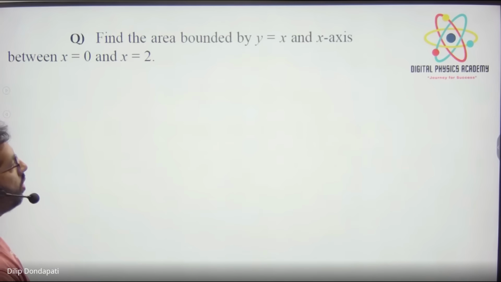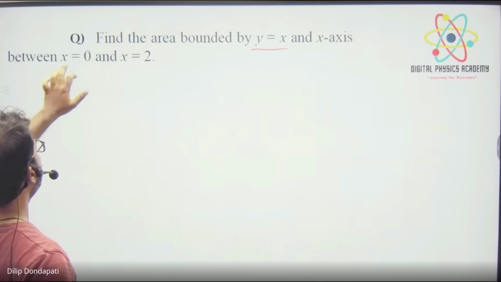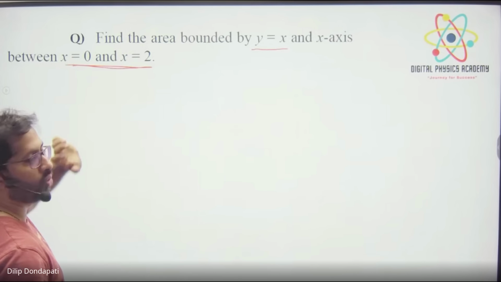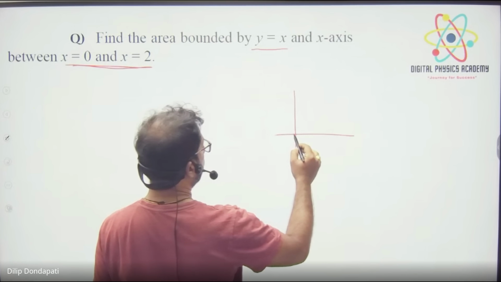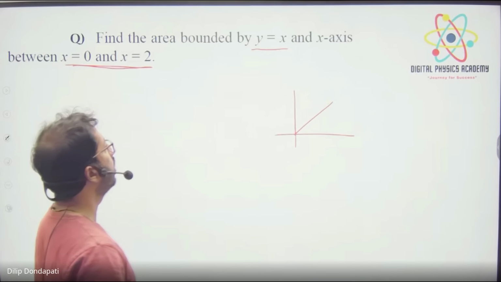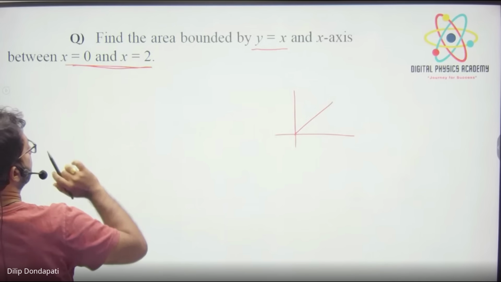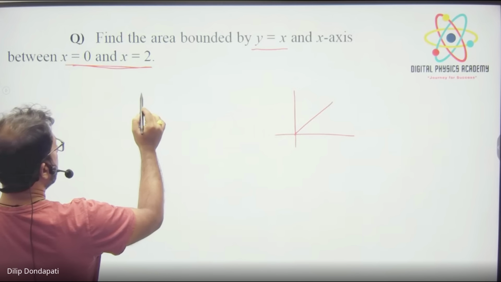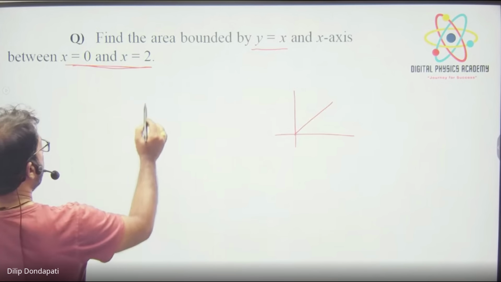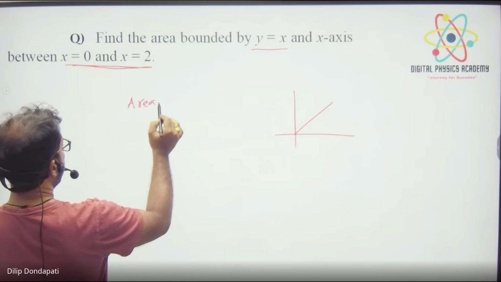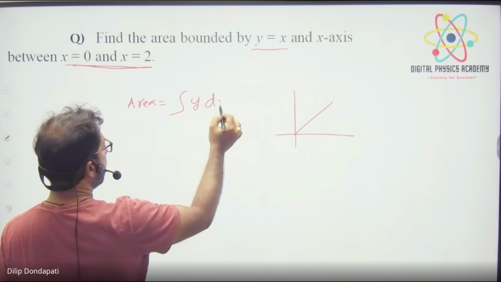Find the area bounded by y equal to x and the x-axis between the limits 0 to 2. I want the area under the graph. Which graph is it? The y equal to x graph, like this. So what will we do? Finding the area bounded by the graph means nothing but integration. So the area is equal to the integral of y dx.